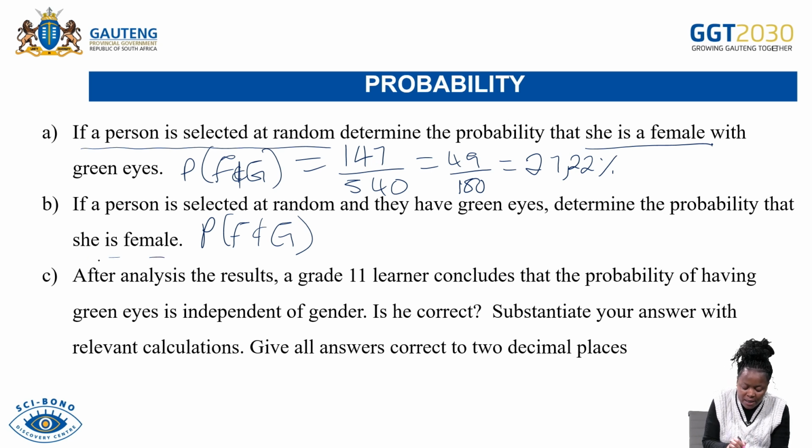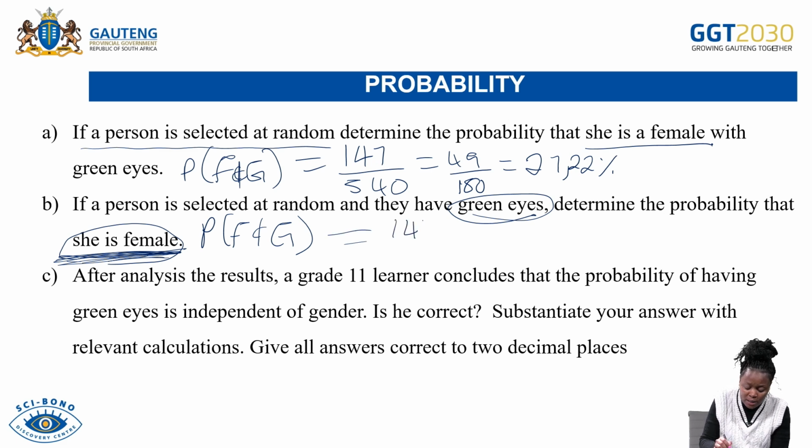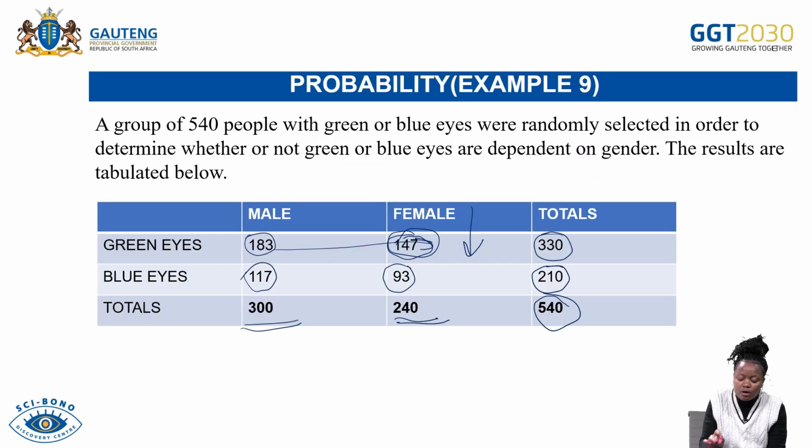From females, but you are looking for a person with green eyes. So it means your sample space is now going to be reduced to females. We are not talking about everyone else, but specifically about females. So the probability of getting a female with green eyes, we already know that is going to be 147, right? But out of how many females?